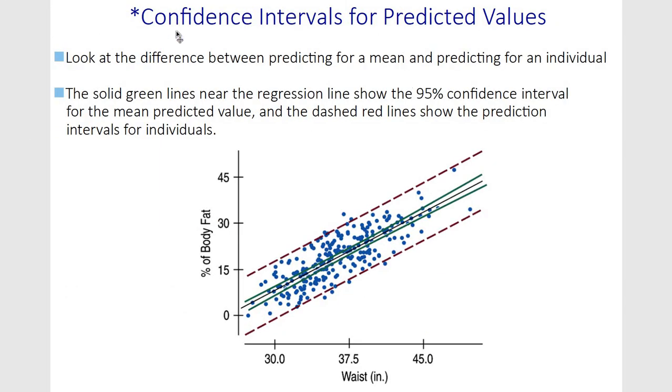So here are our confidence intervals. Look at the difference between predicting a mean and an individual. The green lines show the 95% confidence interval for the mean predicted value, and the red lines were predictions based on individuals. So it's very different.